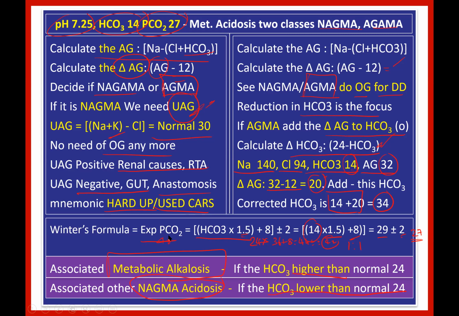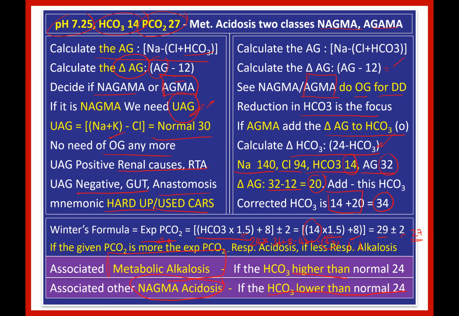So for every drop in the bicarbonate, the drop here is 10 units, we expect the drop in the carbon dioxide to be 10 units. So normal is 40 minus 10, is equal to 30, plus minus 2 points are allowed. Here we have 27. There is no associated respiratory problem. So what if the expected carbon dioxide doesn't match that? Then we will see that.